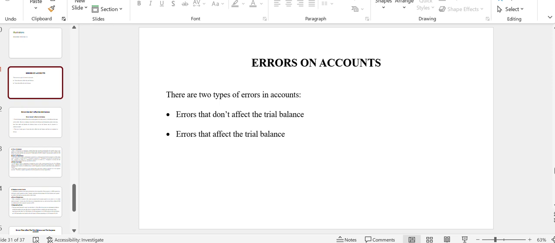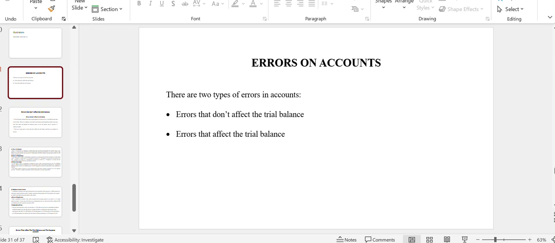The other scenario is you commit an error in the ledger accounts that causes the trial balance not to balance. Meaning our trial balance will not balance, and you cannot prepare the financial statements. And the only way to prepare a financial statement is to open a suspense account to detect the missing value.